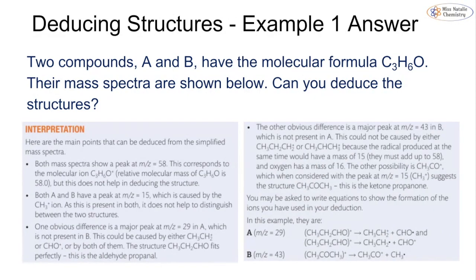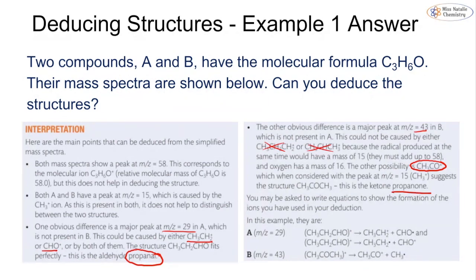So looking at the answer, you can see that it's telling us what we've just seen there, that the major peak at 29 must be our CHO positive or our CH3CH2. So this is the aldehyde propanal, whereas our peak at 43 is going to be our CH3CO, because it cannot be either one of these, because in order to get that, you would have a radical being formed that doesn't show on our spectrum. So this must be propanone.